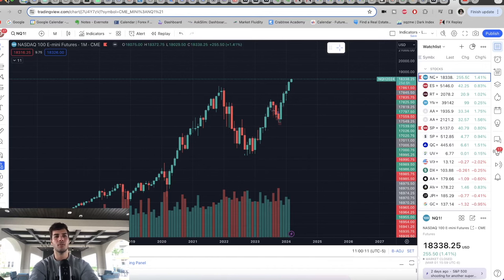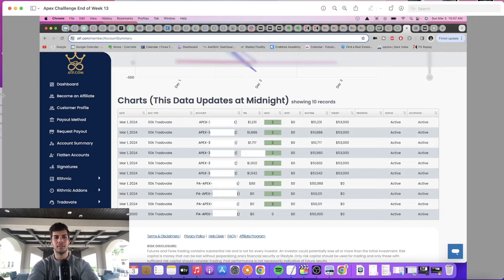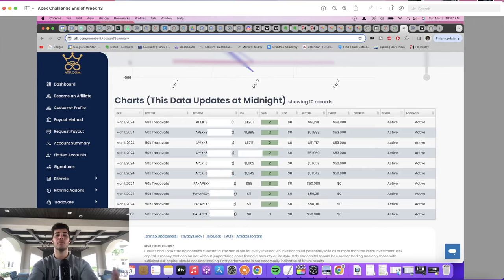So now let's go over to the account balances. Here are the account balances. Last week, you'll see that we had 150K accounts and they were close to being funded. But what happened was I didn't renew them, and I'll explain why. I had a break-even a couple days and I needed 5,000 more in profits to turn them into a PA account. And they were renewing Friday, March 1st.